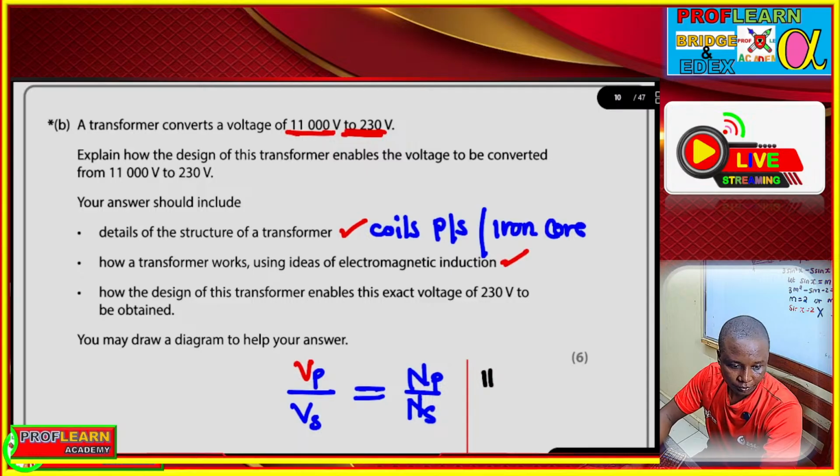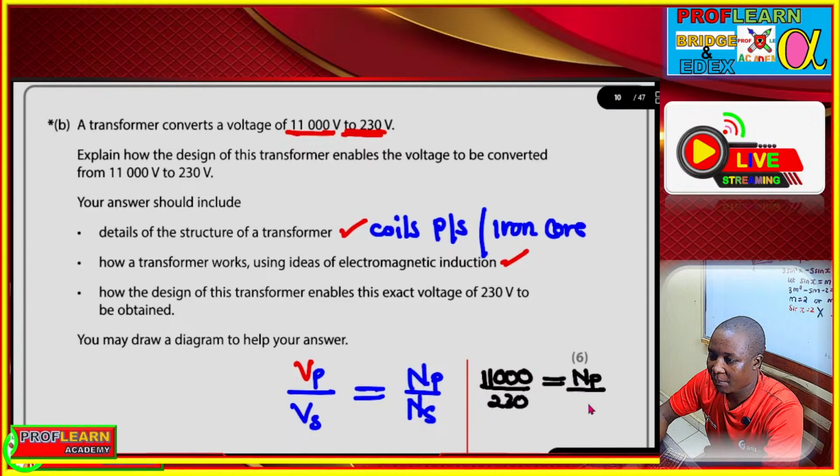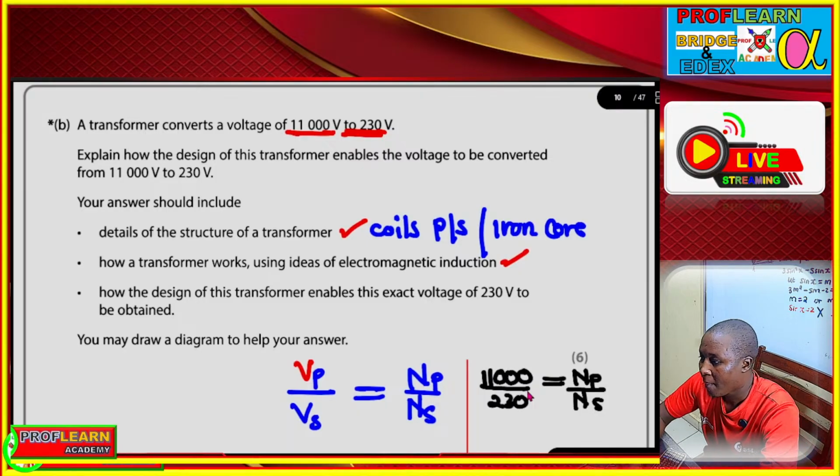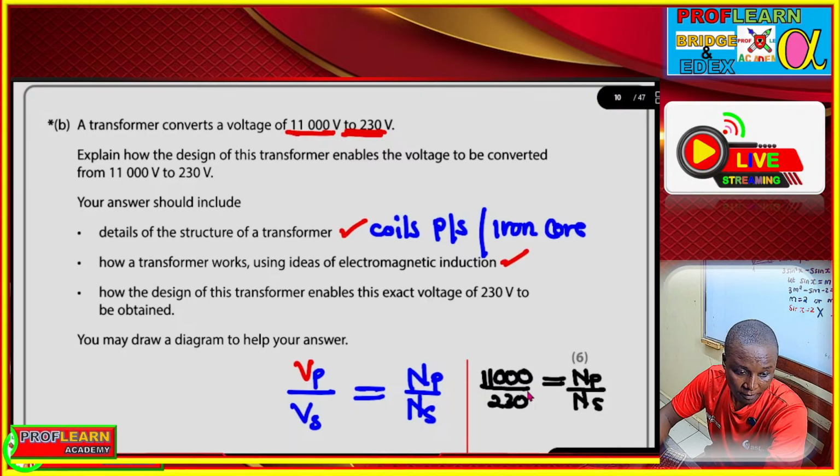Now we are going to substitute, because we were told the voltage in the primary coil was 11,000. Number of turns in the primary coil, how many were there? Let me just check. We were not given anything, but we are going to give a ratio which is going to enable us to write that.